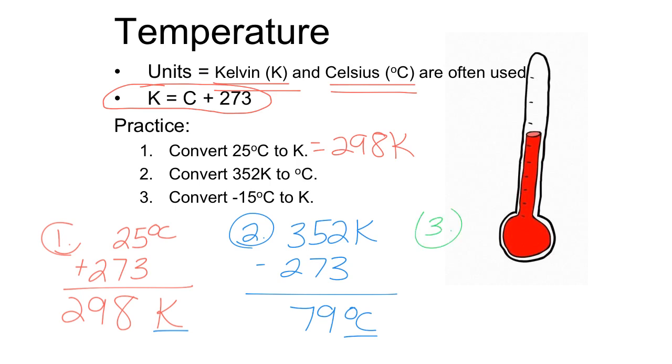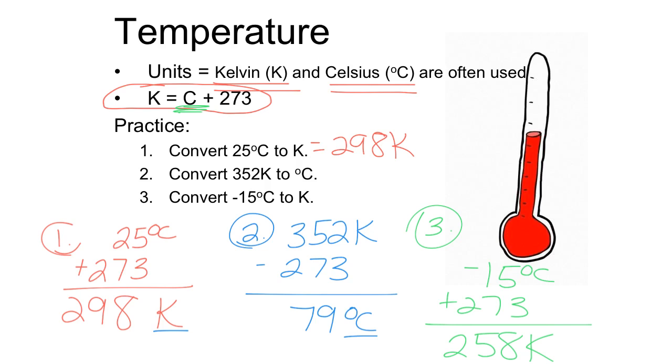Number 3, negative 15 degrees Celsius. So we have our Celsius, then we just add 273 to get the corresponding Kelvin. Celsius can be negative, but Kelvin never will be negative. So this will give us 258 Kelvin.